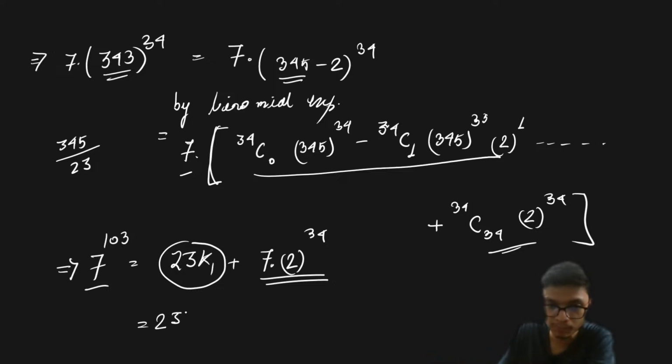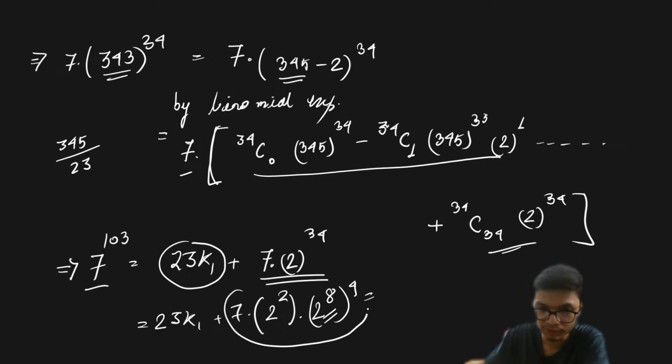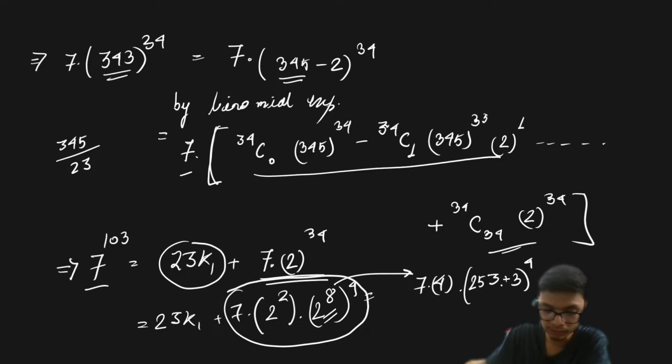Now again I will try to represent this number as 7 multiplied with, if I take 2 to the power 8, so I'm trying to take it as 2 square into 2 to the power 8, or 2 to the power 8 whole to the power 4, that is 32. So the advantage is that 2 to the power 8 is 256, and 253 is divisible by 23, right? So I'm trying to figure out this part which I'm circling out, right? So I can write this part as 7 into 4 multiplied with 253 plus 3, whole to the power 4, right? Now this part is always divisible by 23, so ultimately you're left with the remainder, that is 3 to the power 4, and multiply this part.